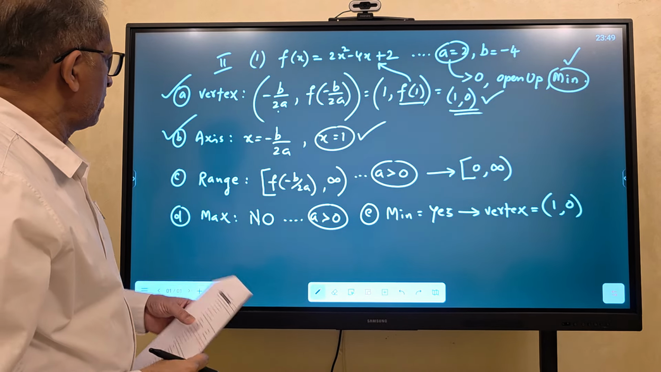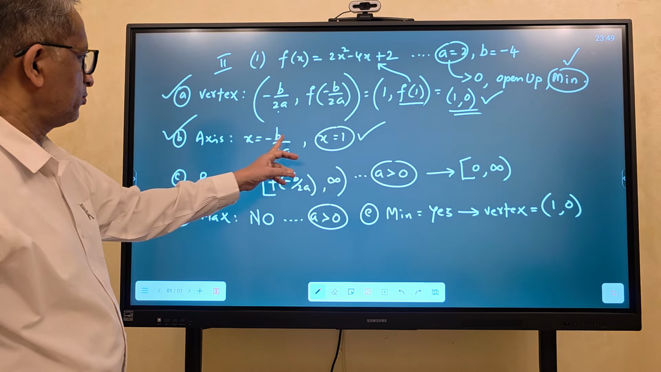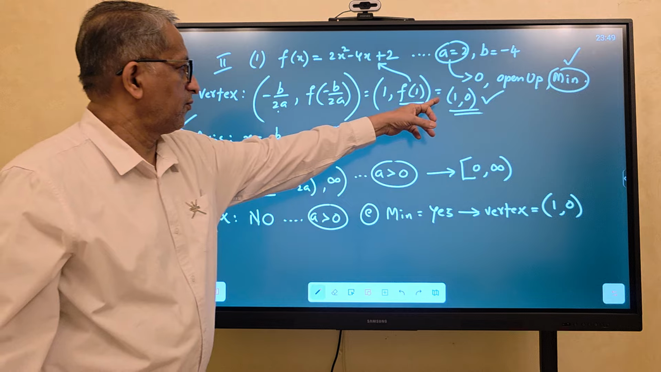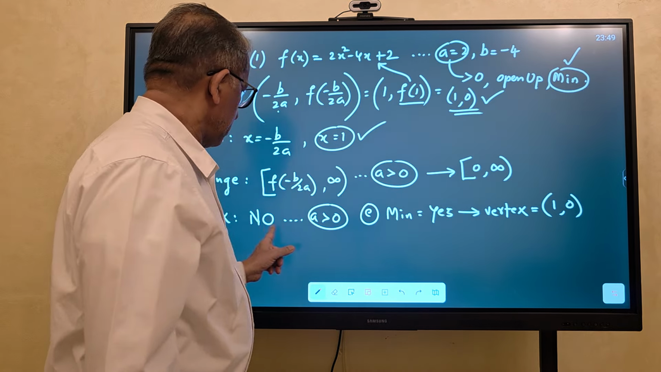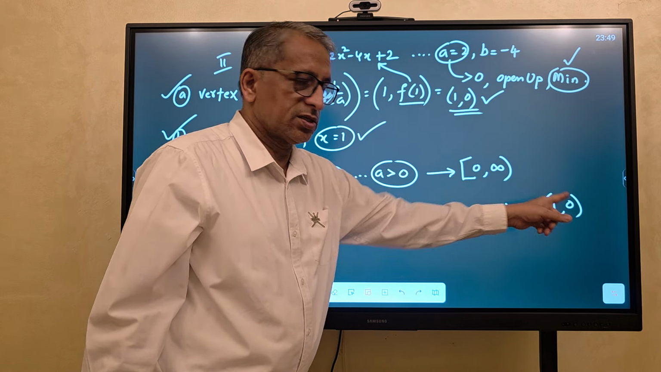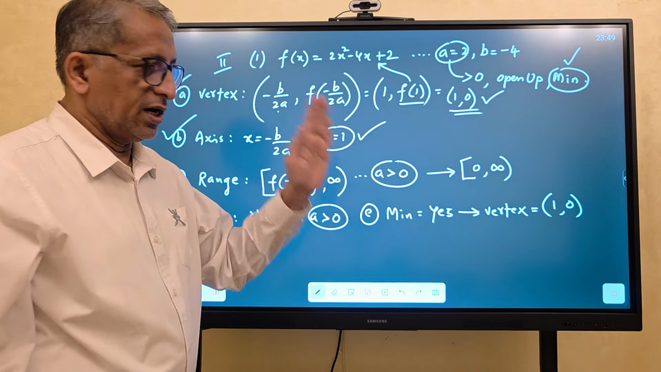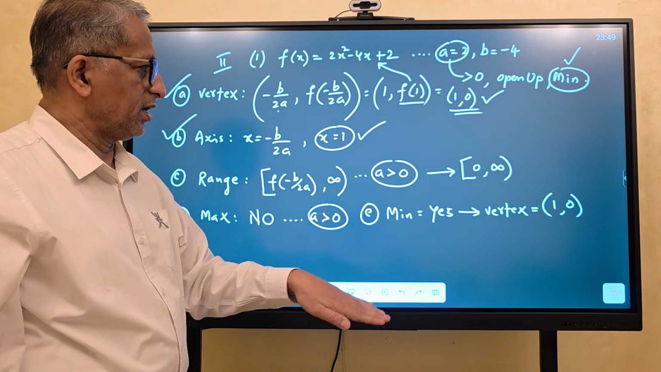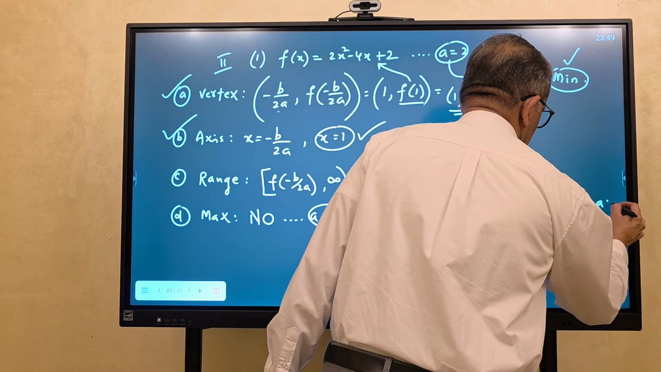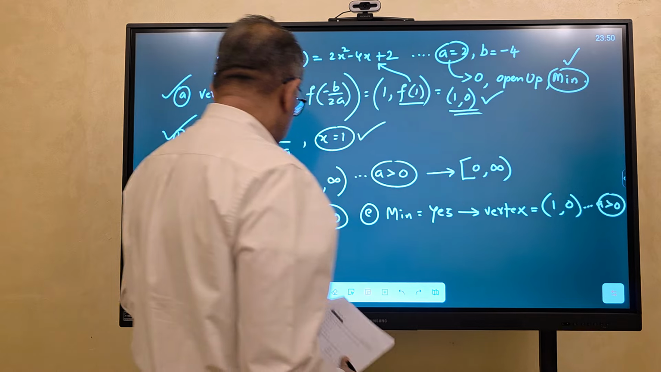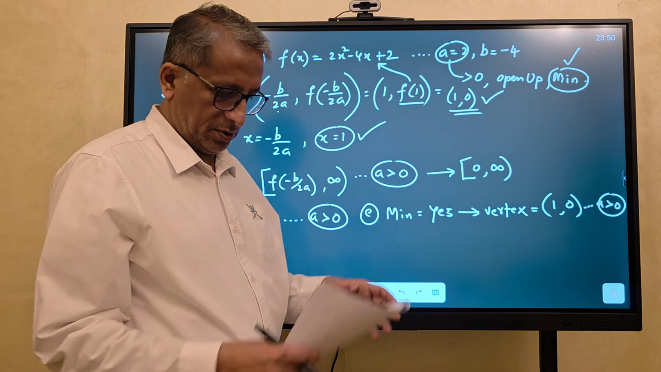So look at it. Once I calculate the vertex, I am not calculating anything; I am just putting. See, x equal to 1 from here, then 0 here, and here again you see (1, 0). So here the minimum and the vertex are the same. Maximum and the vertex are the same if a is negative. Why this? Because a is positive. That is why. If a is positive, no maximum, but there is a minimum.